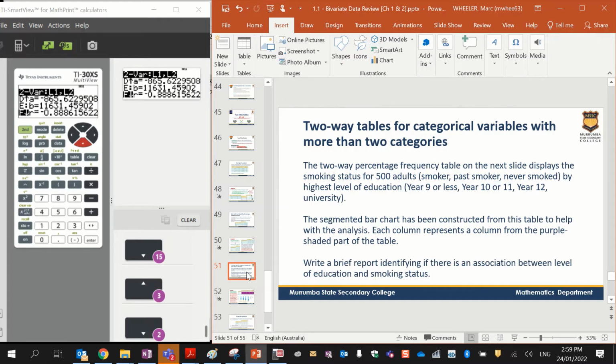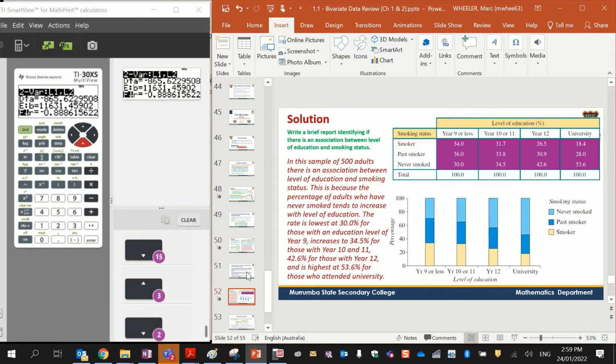So the two-way frequency table on the next slide displays the smoking status of 500 adults, smoker, past smoker, or never smoked, by highest level of education: Year 9 or less, Year 10 or 11, Year 12, or if they've gone to uni. The segmented bar chart has also been constructed from this table to help with the analysis. Write a brief report identifying if there's an association between education and smoking status. So don't look at the information on the left.